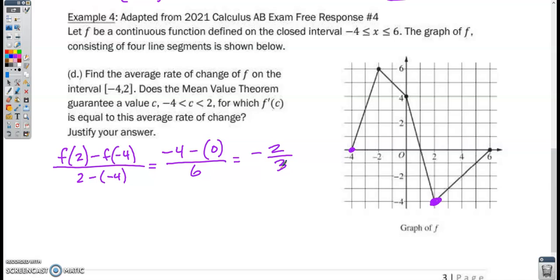Are we guaranteed a value of c somewhere in this interval where the slope is negative 2/3? And you could draw all the possible lines that have a slope of negative 2/3, and you would see that there's not a single segment where the derivative is equal to that. And of course, this is because we have all these corners, and so the function f here is non-differentiable. And so, does the mean value theorem guarantee a value? No, the mean value theorem does not guarantee a value.